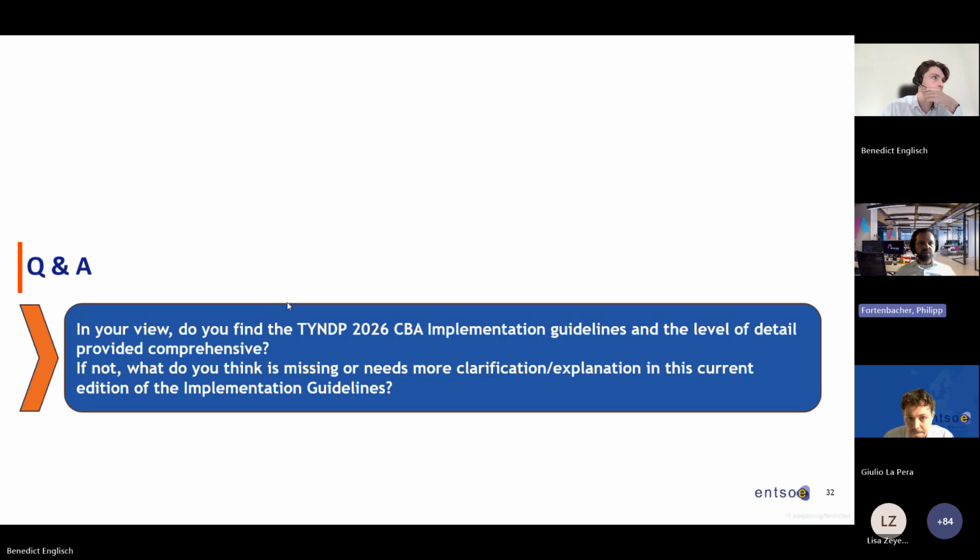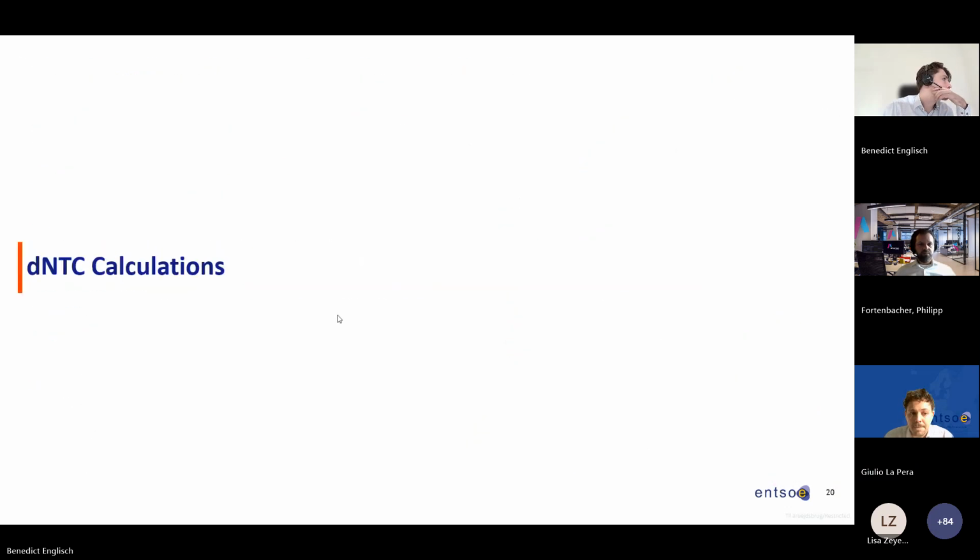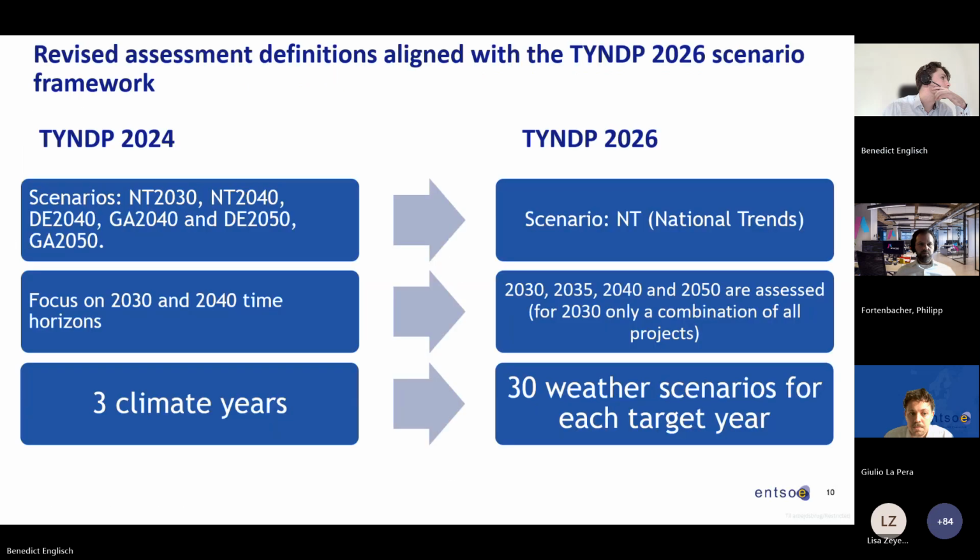Maybe you can just go back to the slide. So I can quote what is exactly in the formal document. It says the market CBA is performed for all 4 target years, and for 2030 only a combination of all projects is planned to be assessed. Maybe if this is not clear, we can take a note and clarify. Yeah, that's a good idea.